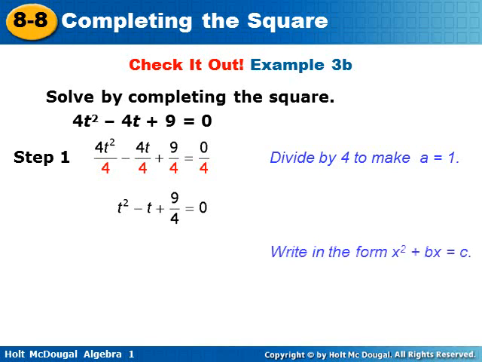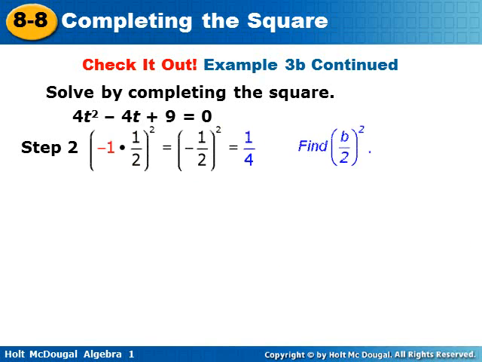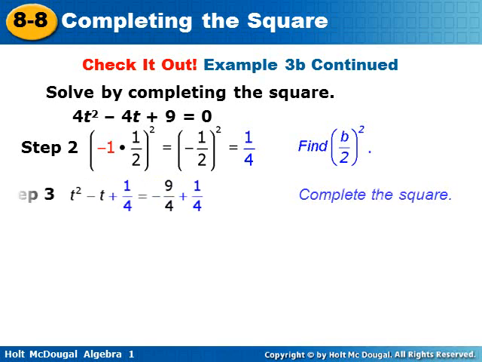We need to write in the form x squared plus bx equals c, so we're going to subtract 9/4 from both sides, and we get t squared minus t equals negative 9/4. So we get t squared plus negative 1t equals negative 9/4. B is negative 1. So we're going to divide by 2 and then square, or times by 1/2 and then square. So we get negative 1/2 squared is 1/4. We're going to add that to both sides to complete the square.